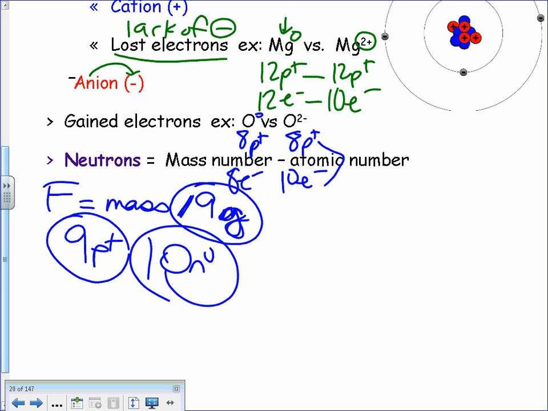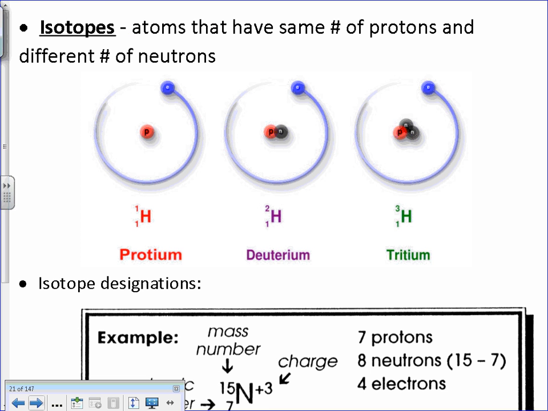Moving on. Okay, so you're going to be able to make up any different example, and you're going to be able to switch around, find out whichever proton, electron, or neutron you need to know. So we're going to do that in just a second on a big chart.